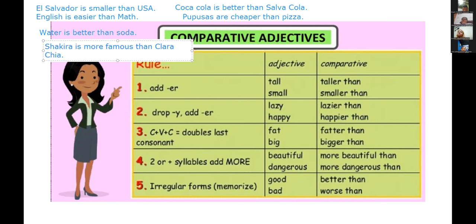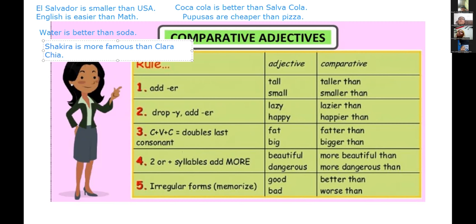Okay, so what is the rule for comparative adjectives? It's very easy. We just add ER. Solo agregamos ER. Tall, taller than. Small, smaller than. Cuando termina en Y, le quitamos la Y, le ponemos I y agregamos ER. Lazy, lazier than. Happy, happier than. And short adjectives like consonant, vowel, consonant, we double the last consonant. Fat, fatter than. Big, bigger than. Fatter than? Suena como father. Fat, fatter, no father. Fatter than.